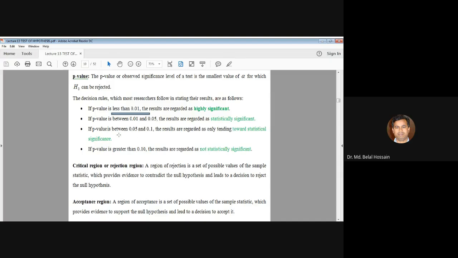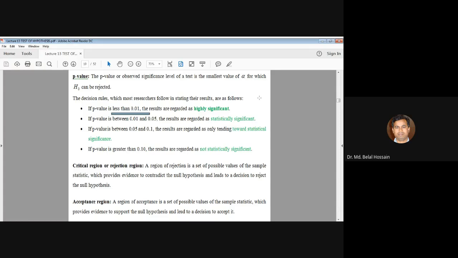If your p-value lies between 0.05 to 0.1, the results are regarded as toward statistical significance. Any p-value greater than 0.10 is regarded as not statistically significant. Okay, so these are the rules of thumb for decision making in hypothesis testing. You have to find the p-value. We will do that manually using a table.